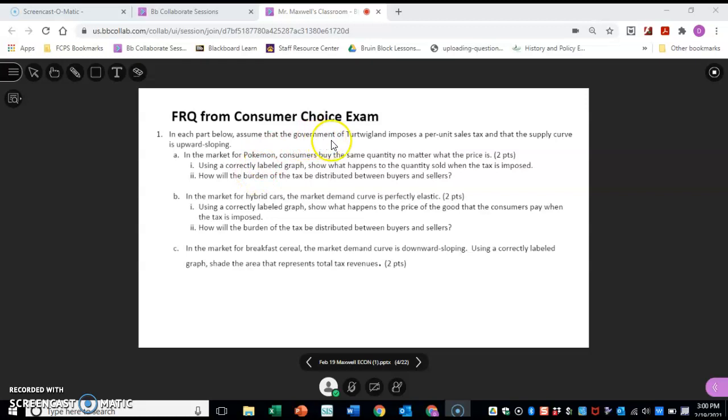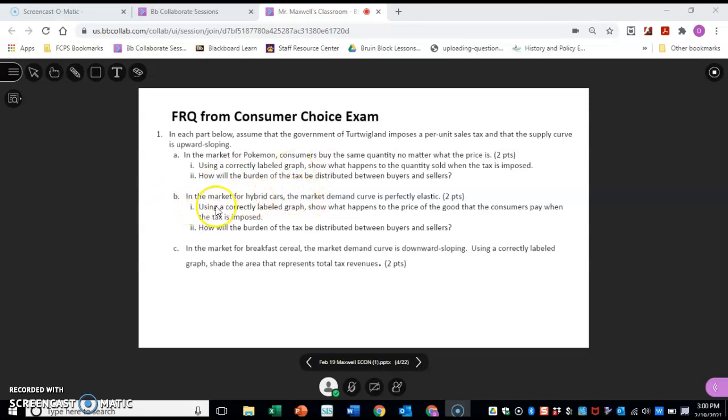The first one was about the government of Turtwig Land imposing a per unit sales tax, and the supply curve is upward sloping. You need to read every piece of these questions to make sure you know exactly what you have to do. So you have part A, part B, and part C. In part A, in the market for Pokemon, consumers buy the same quantity no matter what the price is. So you have to graph that. And then what happens if you add that tax? I'm going to show you that in the next slide.